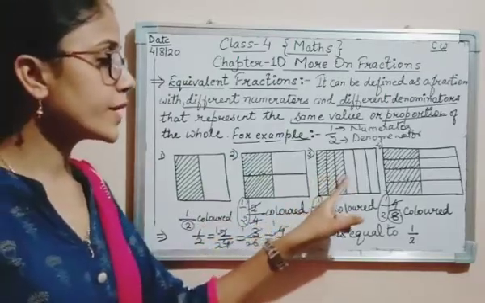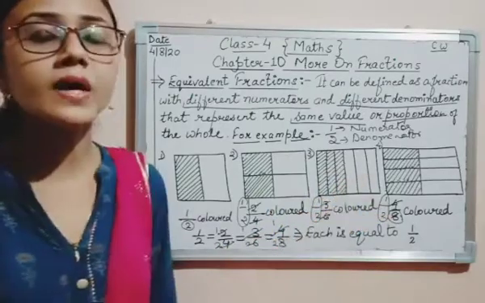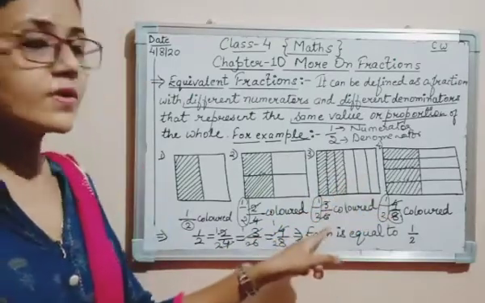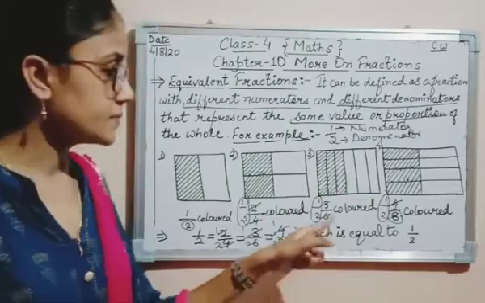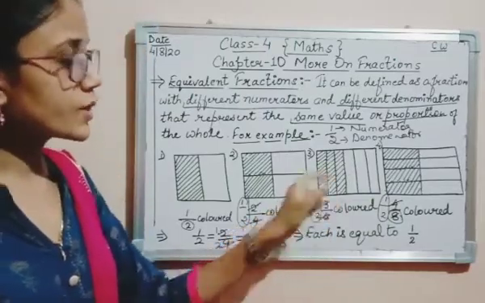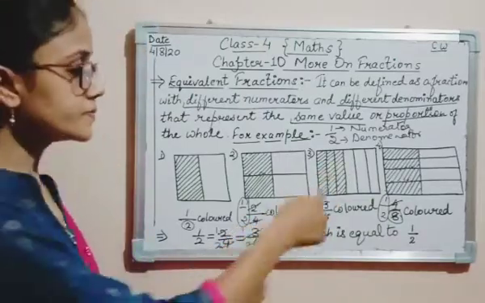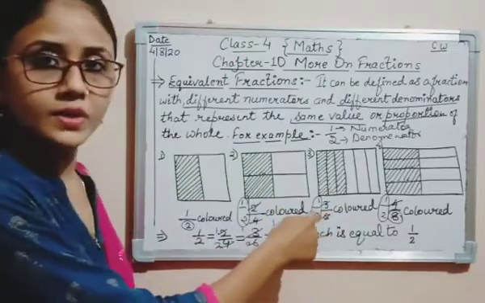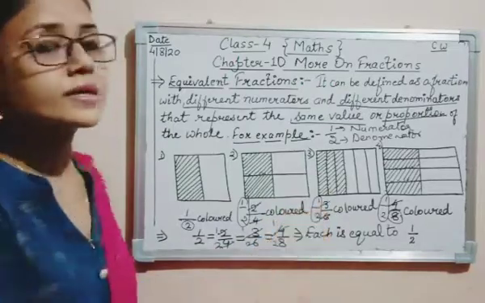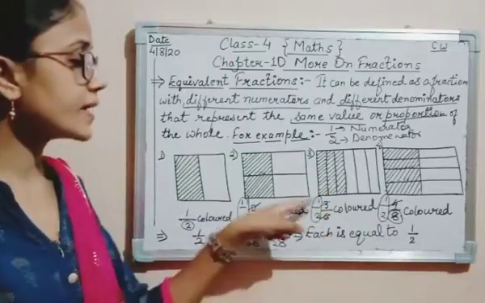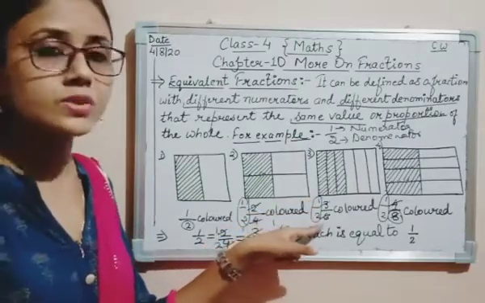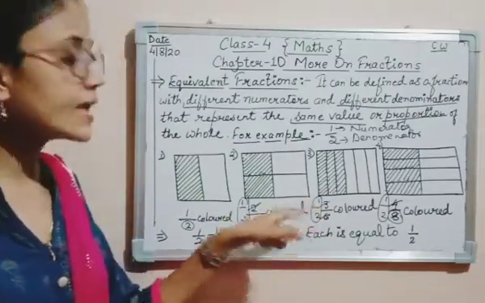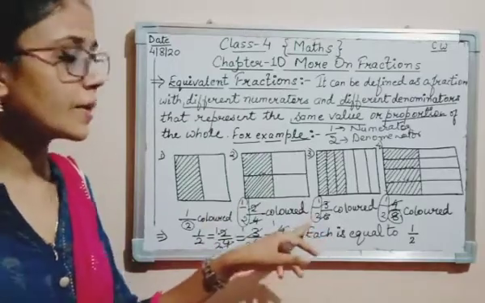Now come to the third part. 1, 2, 3, 4, 5, 6. The whole part is 6. So we will write 6 in the denominator part. 1, 2, 3. 3 parts are colored. So write 3 in the numerator. Clear? Now, if we reduce it, if we cut it, we will get 3 1s are 3, 3 2s are 6. So again the value becomes 1/2.